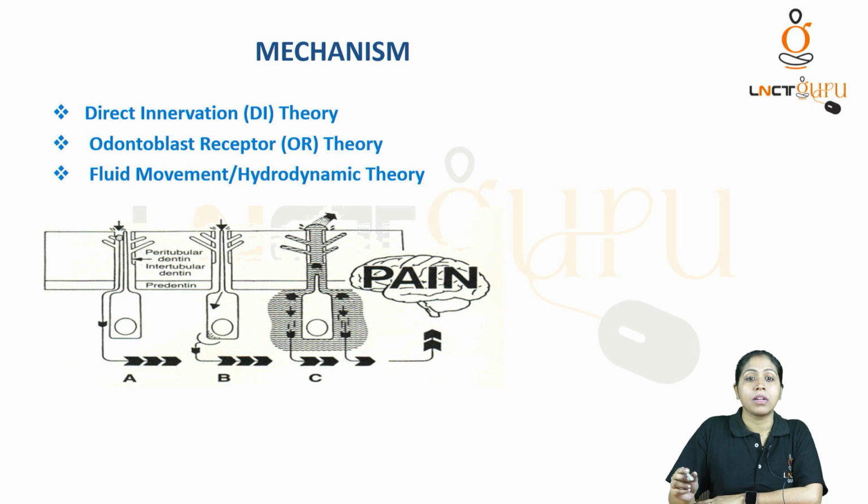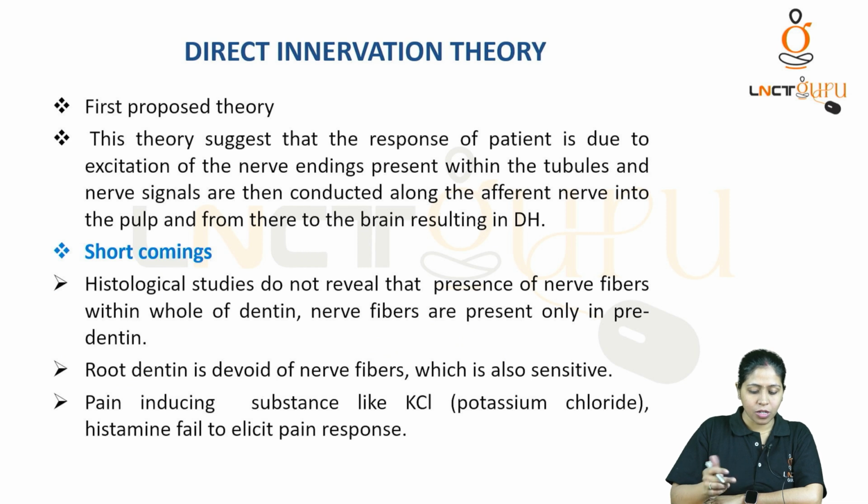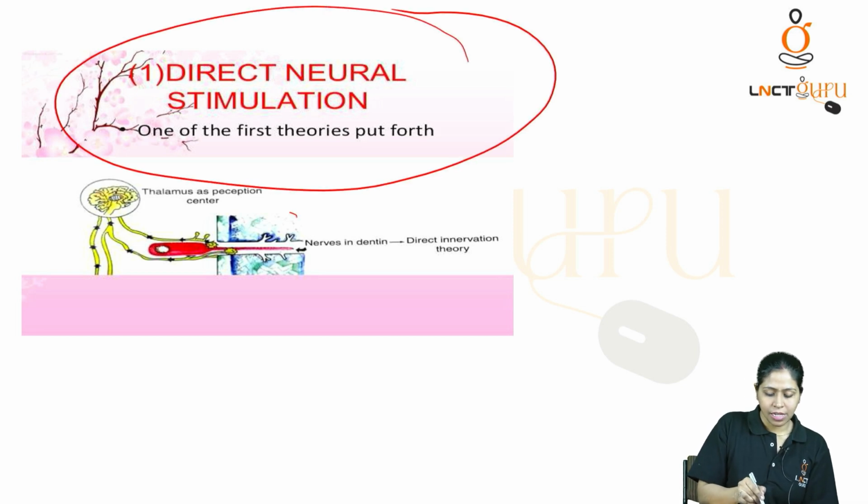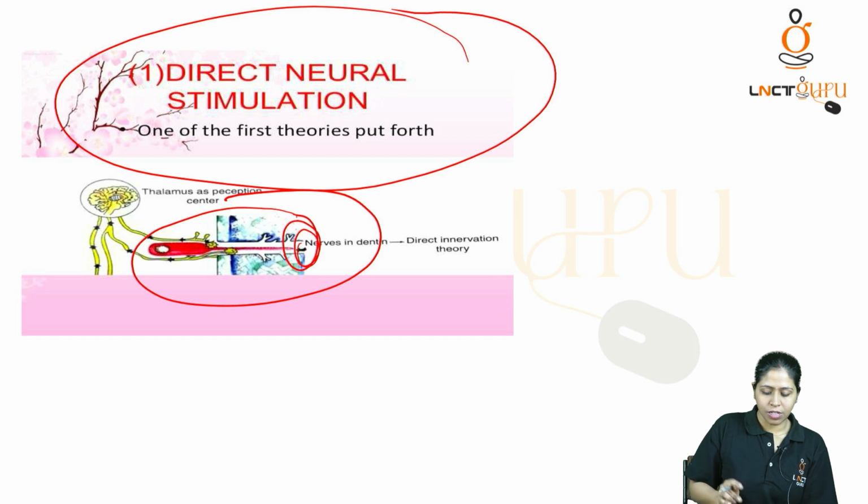Now, what is the mechanism? Mechanism can be described on the basis of dentin, that is the conduction of pain through dentin: direct innervation theory, odontoblast receptor theory, and fluid movement or hydrodynamic theory. Now, what is direct innervation theory? It was the first theory proposed, and it says that there is direct innervation of nerve endings within the tubule that lead to dentin hypersensitivity. But histologically, we cannot prove there are direct nerve endings till the DEJ. So it was disregarded. Now, this is the direct nerve stimulation. You can see nerve is directly up into the dentin.